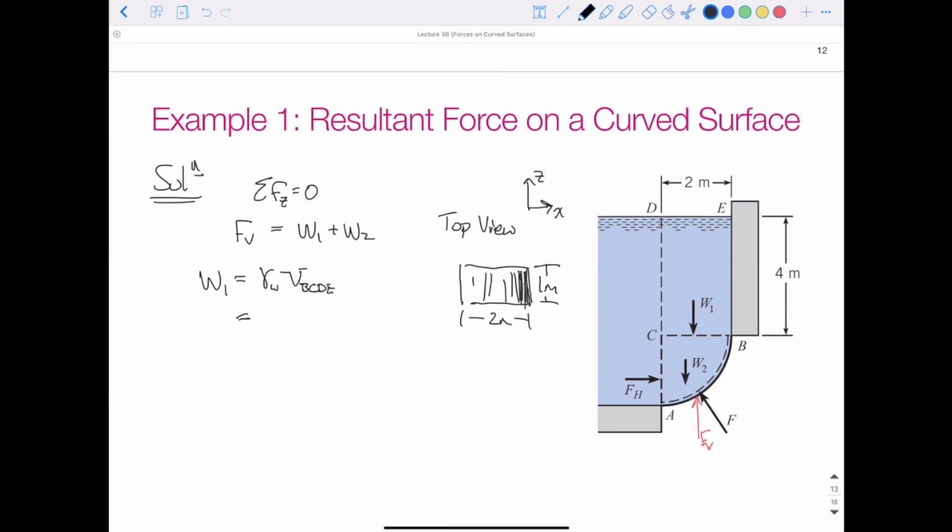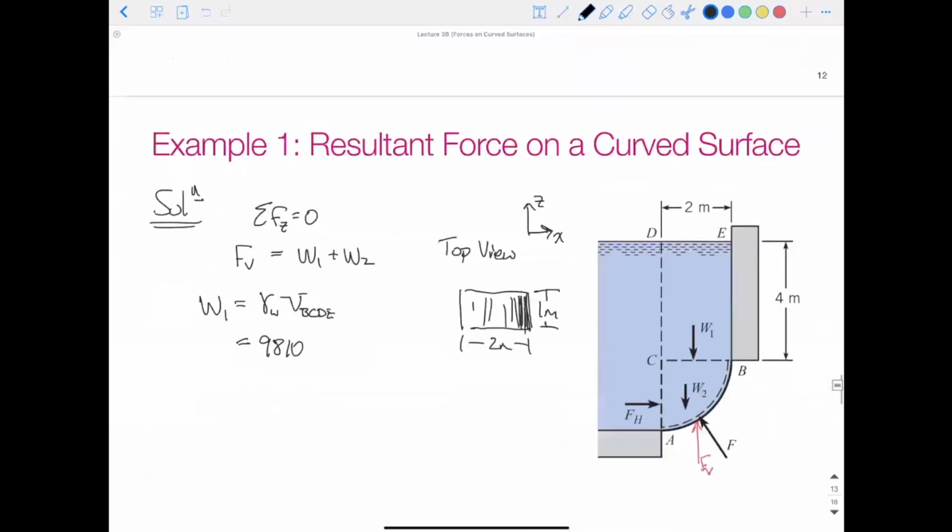So we know gamma is 9810 newtons per meter cubed, times 2 square meters, sorry, 2 times the height, which is 4. That's meters cubed. So we should end up with a force, which is good. We get weight 1 is equal to 78,500 newtons.